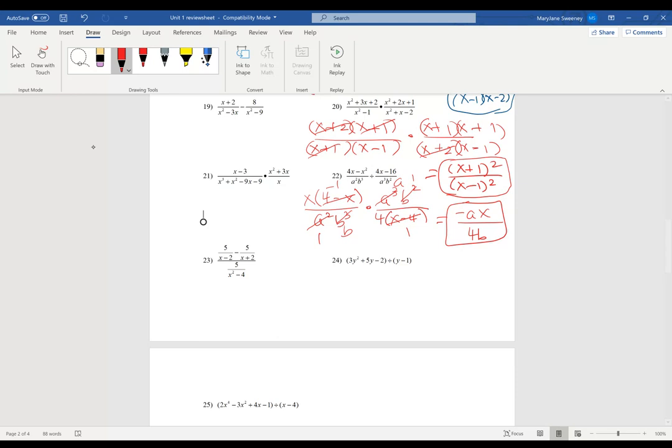24 is a synthetic division because we're dividing by a degree 1. We get 3x squared, 5y, negative 2. Bring down, multiply, add going down, multiply, add going down. 3x minus 8 plus 6, which is our remainder over the divisor.